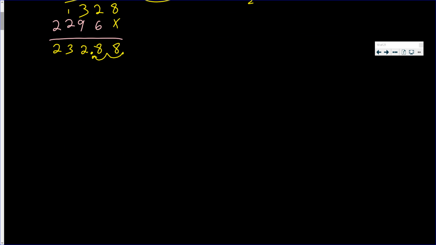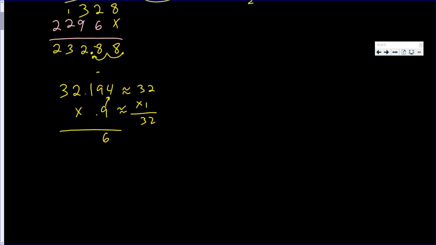Suppose you were asked to do 32.194 times 0.9. Well, this is around 32, and this is around 1. So we would expect our answer to be around 32. Now we ignore the decimals. 9 times 4 is 36. 9 times 9 is 81, plus 3 more is 84.